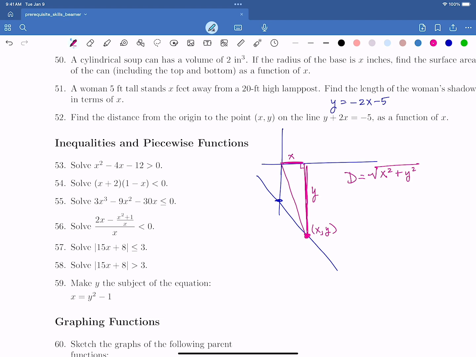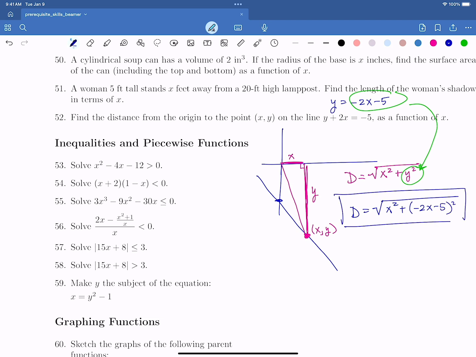Okay, find the distance from the origin to the point on the line as a function of x. As a function of x means we don't want to see a y in our answer. We want distance. On the left-hand side, we have that already, d equals. On the right-hand side, we only want x as a variable. We don't want y, so we have to substitute something else in for y, and we have that right here. We know y is equal to negative 2x minus 5, so I'm going to make a substitution. So distance equals the square root of x squared plus, and that expression for y needs to get squared, (negative 2x minus 5) squared. Okay, so I have it written as a function of x.